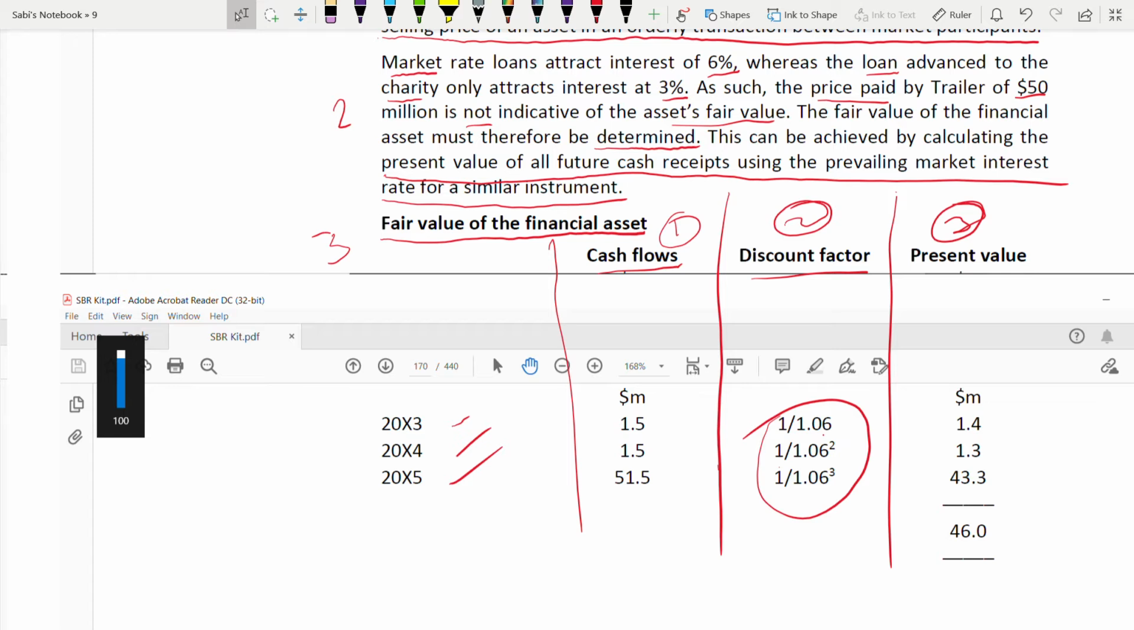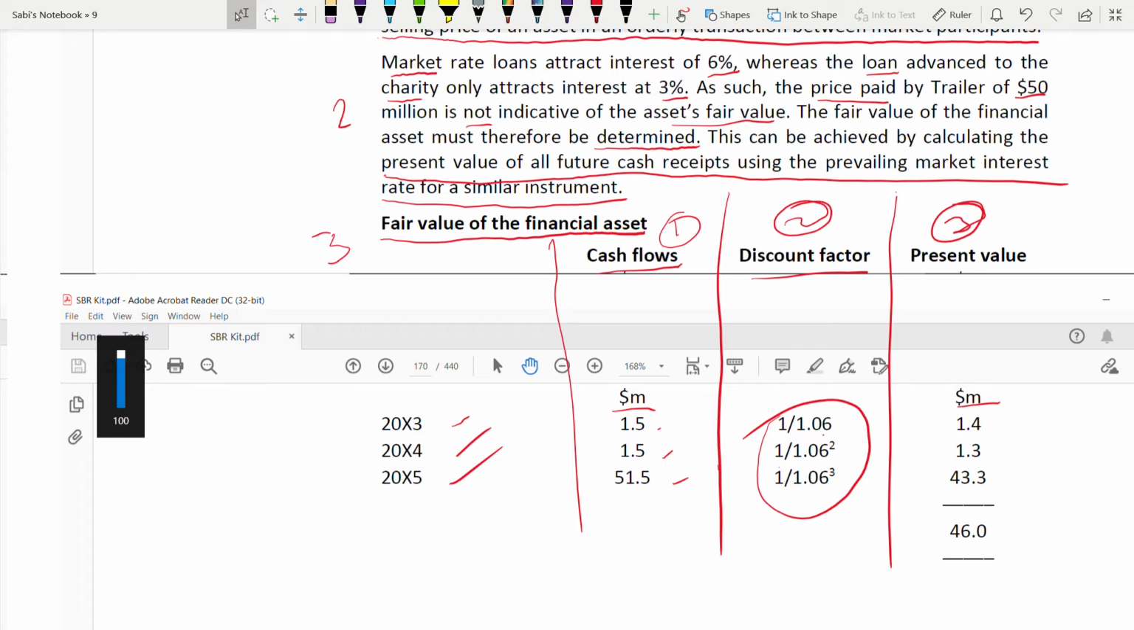Coming to the present value, always write this. It's in dollar millions, so you can drop the millions. So for 2003, 4, 5, the interest we are paying. See, cash flow means what? For the loan, we receive cash flows. In the first 2 years we only receive the interest. We receive the value of the loan, the principal amount, in the last year only, along with the interest.